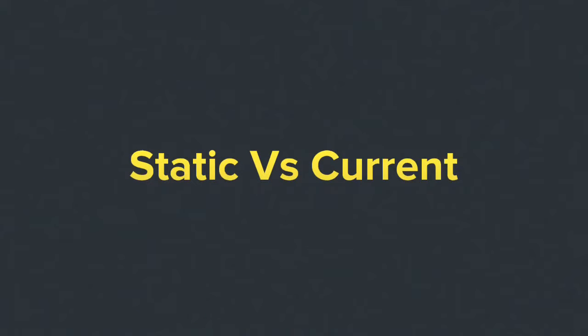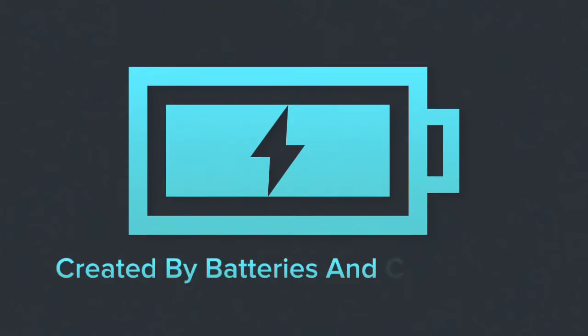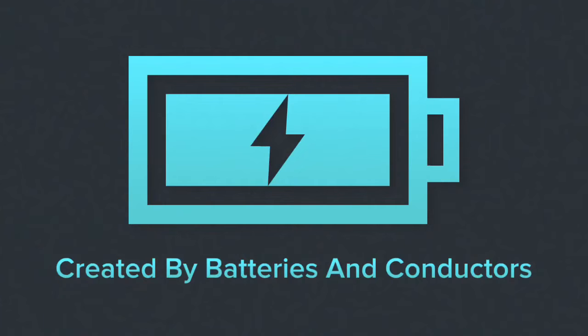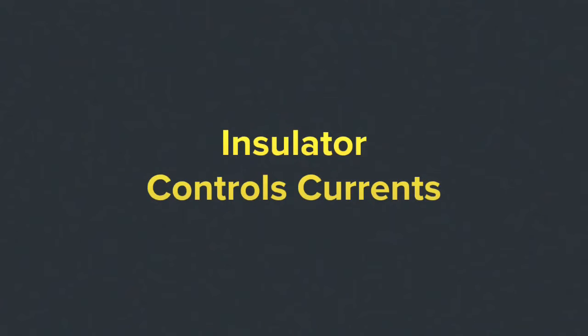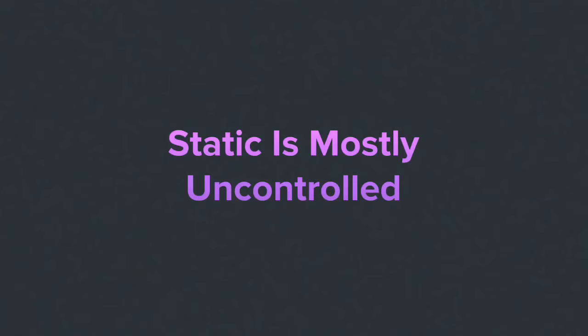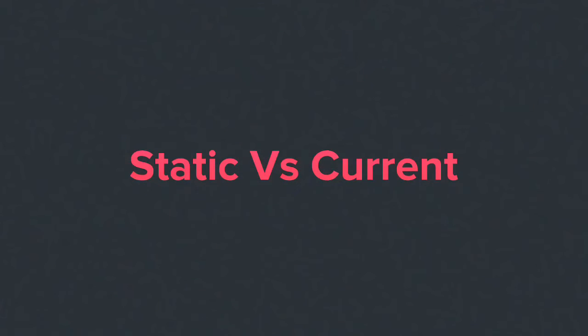So now let's talk about static electricity versus current electricity. Well, static electricity is formed by the buildup of charges on object surfaces when rubbed with another object. Current electricity is created by batteries and conductors. And by the way, a conductor allows a current to move freely, while an insulator controls currents and does the exact opposite of what a conductor does. Static electricity is usually uncontrolled, while current electricity is usually controlled. So that's static electricity versus current electricity.